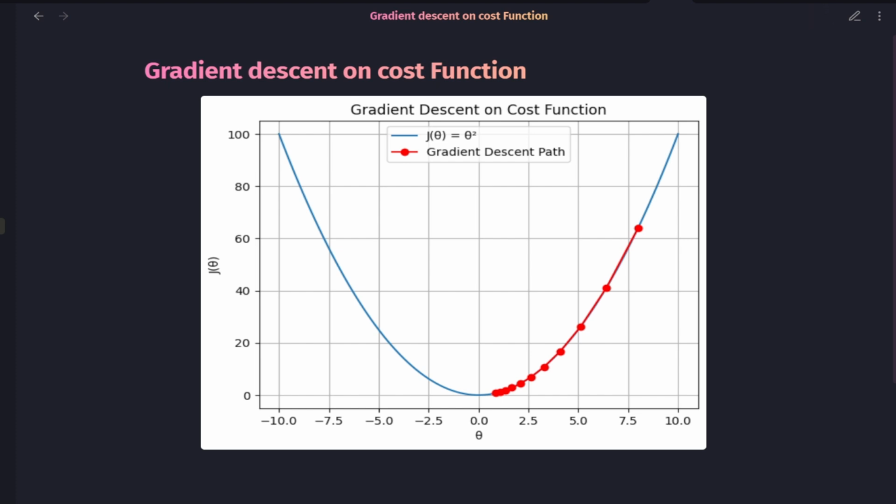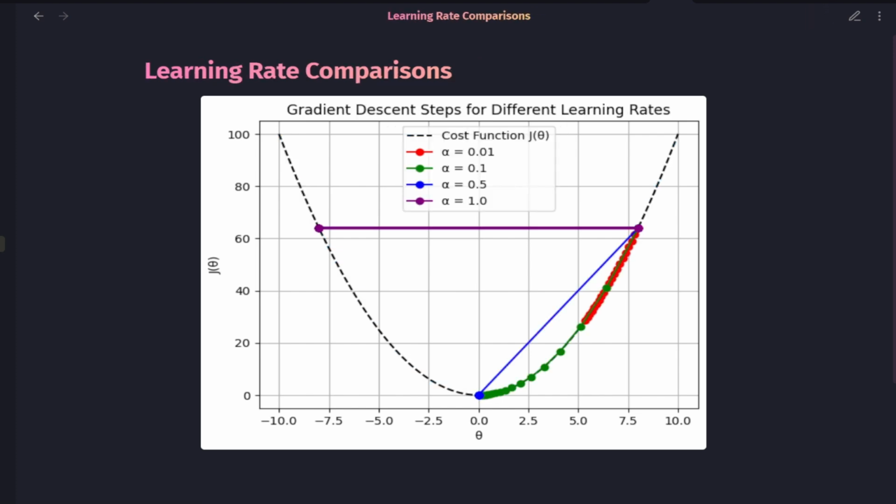This graph shows how gradient descent moves along the cost curve for different learning rates. Each line with dots shows the path the algorithm takes to reach the lowest error. With small learning rates like 0.01 or 0.1, it takes tiny steps and slowly reaches the minimum.